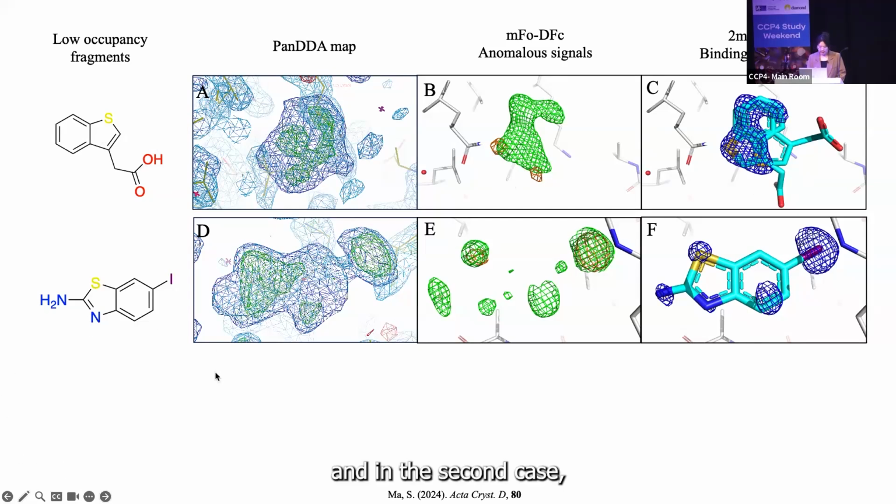And in the second case, there is a smaller orange blob and a larger orange blob, which indicates the location of sulfur and iodide respectively, because iodide has stronger anomalous scattering at 4.5 keV. So we can then fit this fragment as shown in figure F.